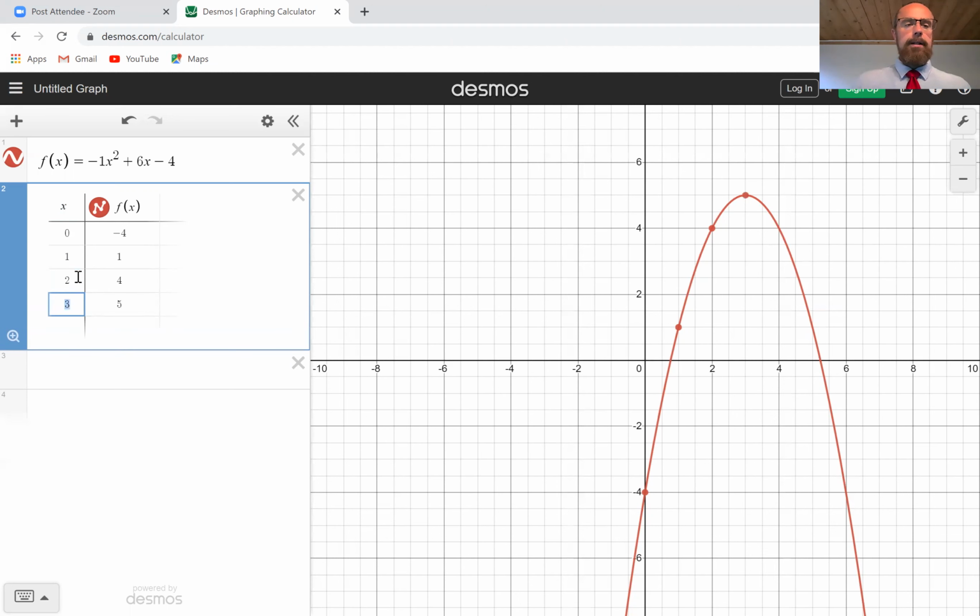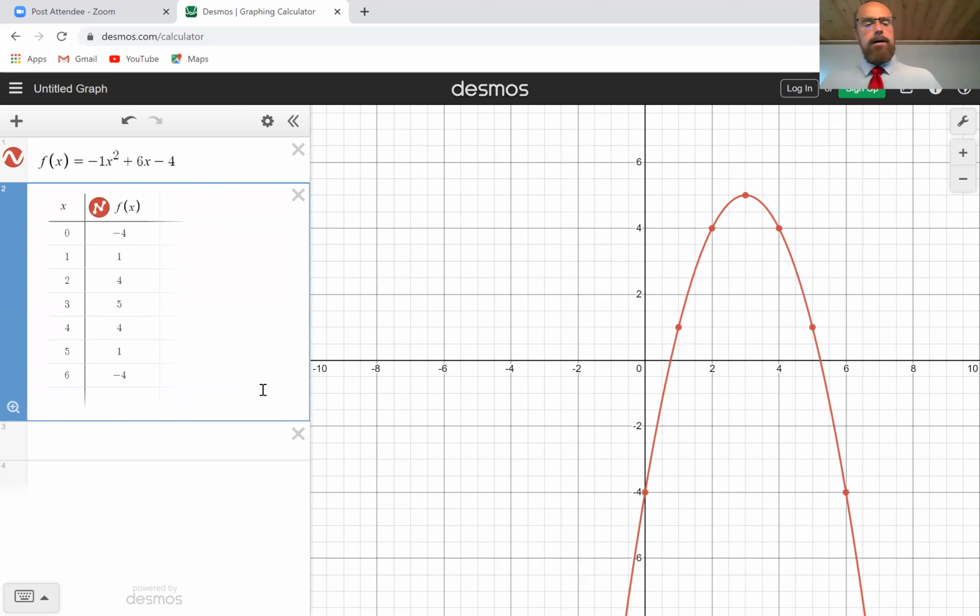function. So 2, I'm going to hit enter, get 3, 5. That's my vertex. I can see it appear on the graph. 4, 4. So now it's turned around and is descending again. 5, 1, 6, negative 4. And that seems to be a very symmetrical set in terms of the y values. So those I'm going to record. We'll go with the domain 0 through 6. And the outputs negative 4, 1, 4, 5. And then repeated in a reversed order, 4, 1, negative 4. That gives us what we need from Desmos.